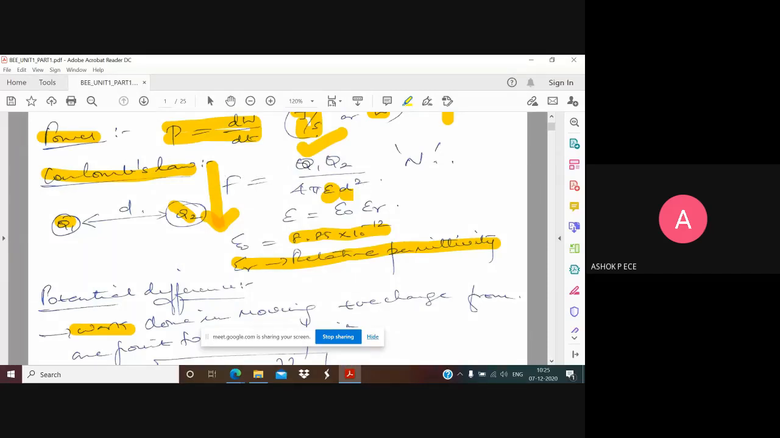So F is proportional to the magnitude of the charges, and F is proportional to 1 by epsilon, and F is proportional to 1 by d square. So it is inversely proportional to the distance between the charges and the permittivity of the medium. The permittivity is defined for mediums which are insulators. Insulators don't conduct electricity or current, right? Free space is an insulating medium.